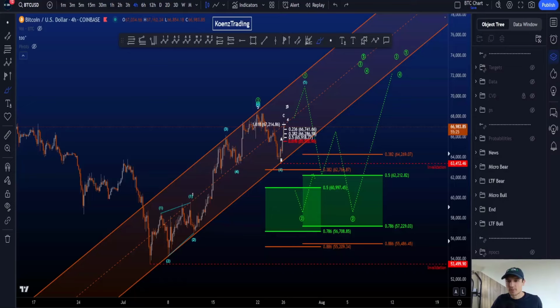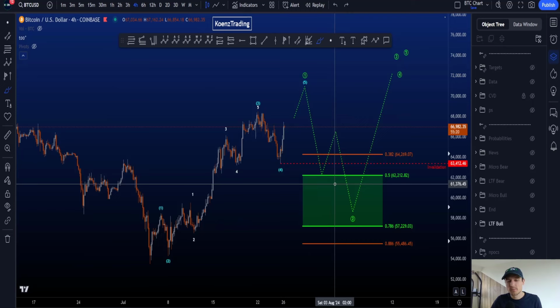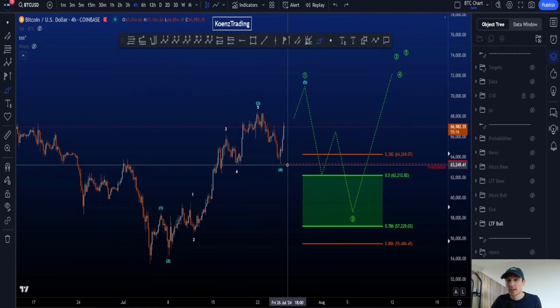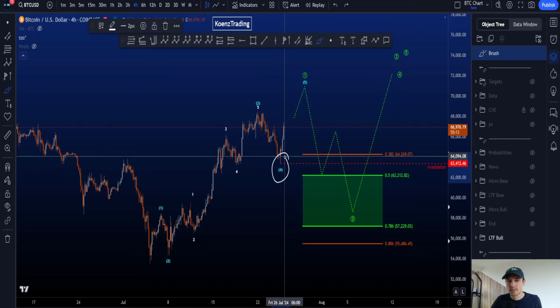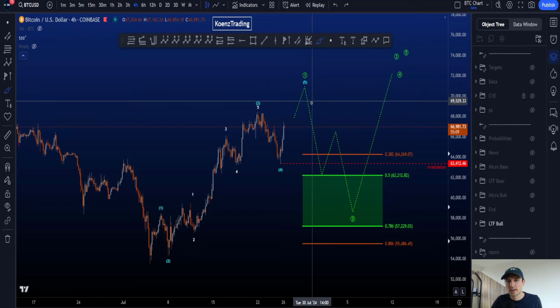Hi everyone, let's go over my bullish and bearish Elliott wave scenarios on Bitcoin, starting with the bullish scenario where we are looking for a bigger impulsive structure to the upside, where preferably your wave 4 is finished and we are now moving towards the upside in a wave 5.